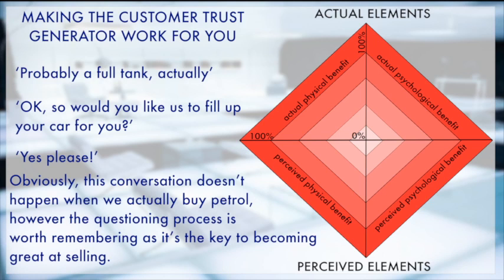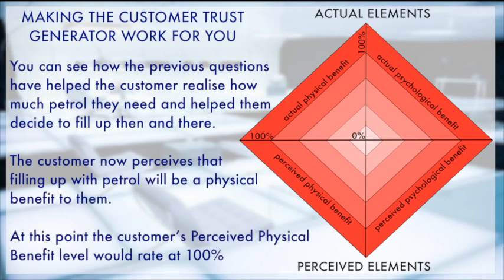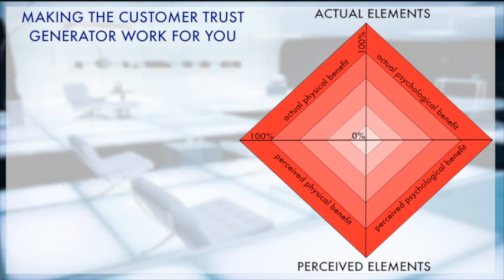Obviously, this conversation doesn't happen when we actually buy petrol. However, the questioning process is worth remembering as it's the key to becoming great at selling. So you can see how the questions above have helped the customer realise how much petrol they need and help them decide to fill up then and there. The customer now perceives that filling up with petrol will give them a physical benefit. At this point, the customer's perceived physical benefit level would rate at 100%.